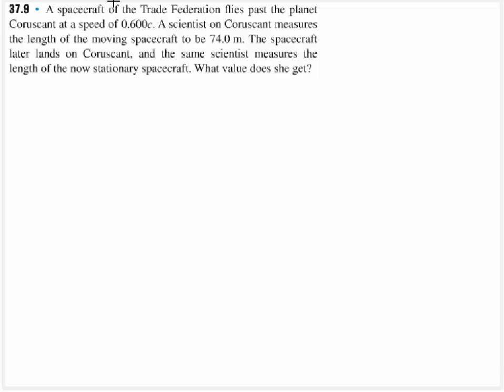So for problem number 9, we're going to be looking at length contraction, and here we have something that is moving at 0.6c, and someone on board measured the spacecraft to be 74 meters, and then it lands, and we're going to measure the stationary spacecraft. Now, how big is it going to be? Well, we know that this is going to be u, and this is actually going to be L, and we're looking for L naught here.